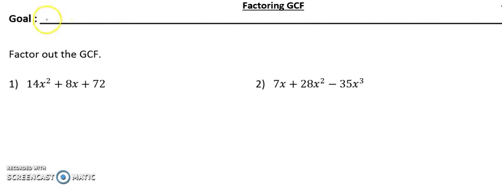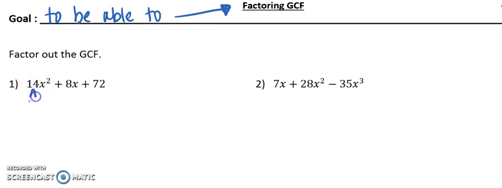So the goal will be to be able to factor out a GCF. There you go. So let's look at this down here. You want to look at what is the biggest number that divides evenly into 14, 8, and 72. And if you're having a hard time figuring this out, what you can do is break this up.